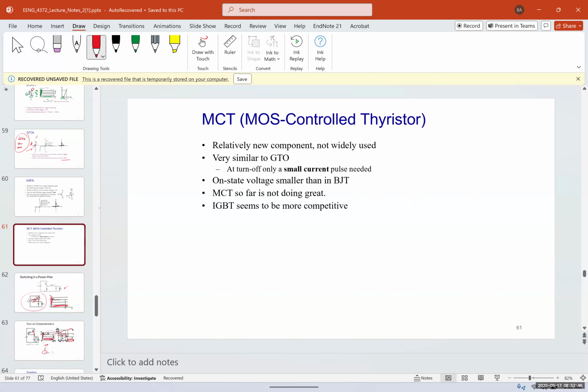And then we have the MCTs, or MOS controlled thyristors. They're relatively new components, not widely used, very similar to GTOs. At turn off, only a small current pulse is needed. So the GTOs, you needed a very large pulse. Here, you need a small current to turn it off. The on-state voltage is smaller than in a BJT, so it's more efficient. MCT so far is not doing great. IGBT seems to be more competitive.